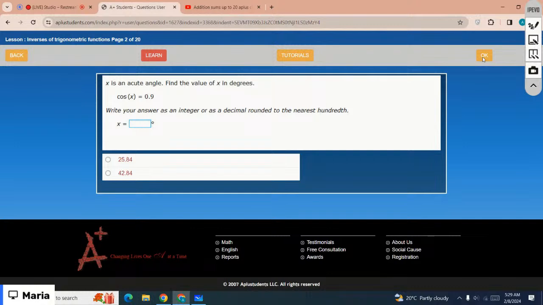The next one: x is an acute angle. Find the value of x in degrees. You are given cos x equals 0.9. So you have to take cos inverse both sides, right?